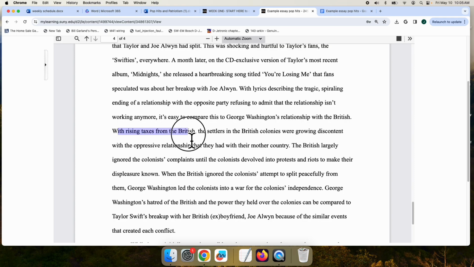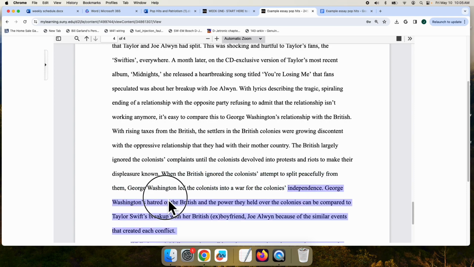With rising taxes from the British, the settlers in the British colonies were growing discontent with the oppressive relationship they had with their mother country. The British largely ignored the colonists' complaints until the colonists devolved into protests and riots to make their displeasure known. When the British ignored the colonists' attempts to split peacefully from them, Washington led the colonists into a war for the colony's independence.